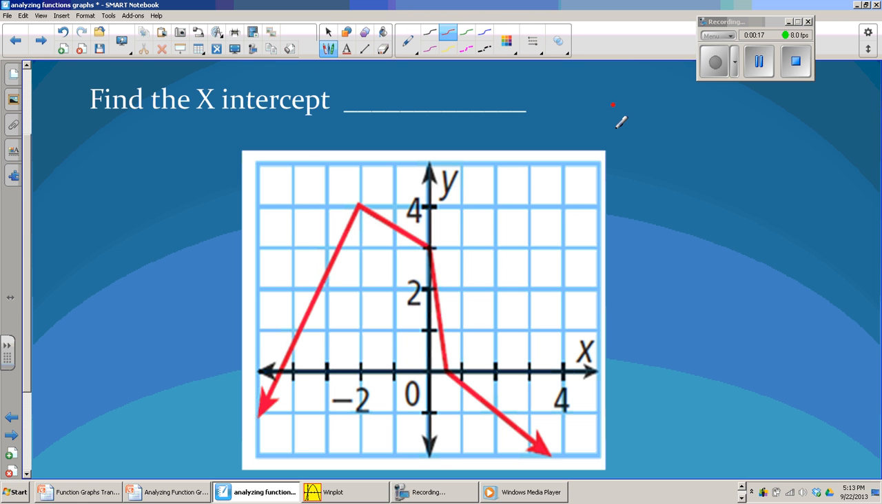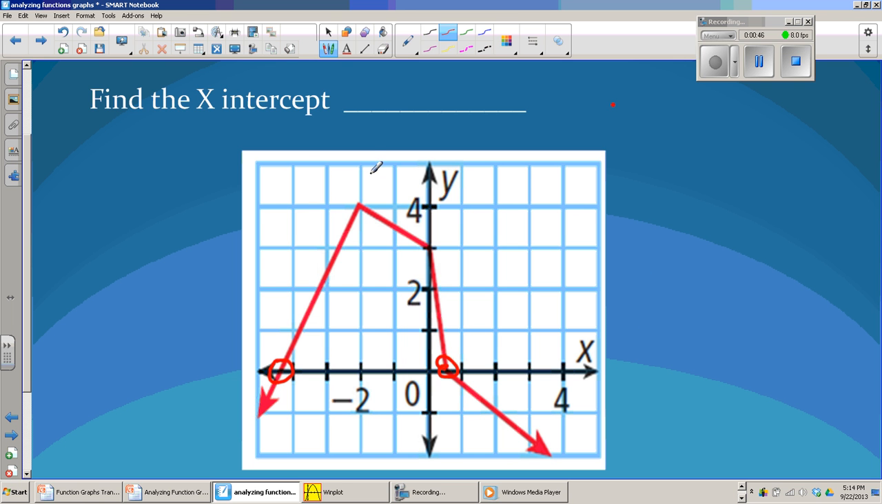This is part 2 of analyzing function graphs, and we're still working on finding x and y intercepts. Here we have another piecewise function, and we're looking for the x-intercepts. So we can recognize that it's crossing the x-axis at this value. It's also crossing the x-axis at this value. So we need to approximate those particular values.